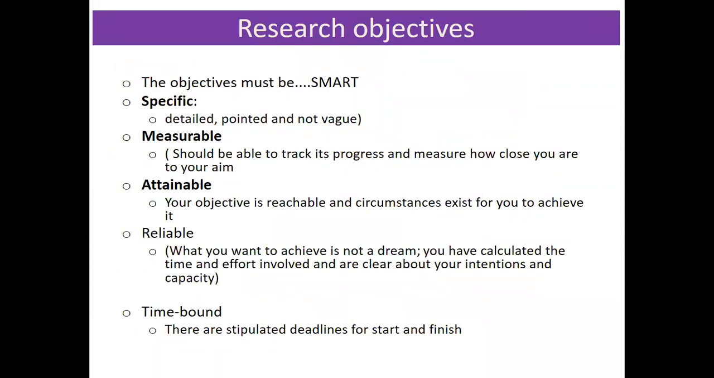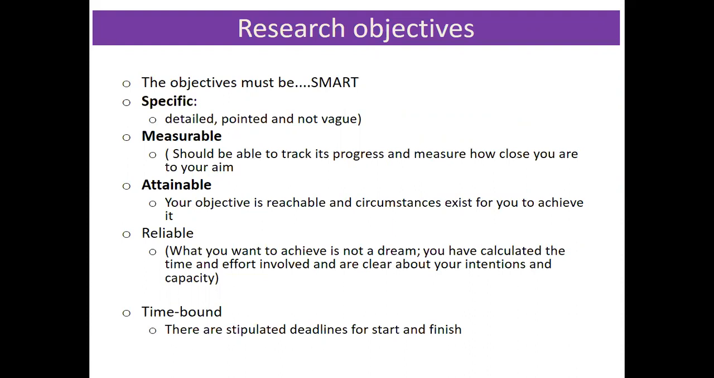So your objectives must be SMART. It must be specific, it must be measurable. When I see people's objectives, the question I ask is, how do you think you are going to measure this? If it is not measurable, then it's not a good objective. Attainable: your objective is reachable and circumstances exist for you to achieve it. You have what it takes to achieve that particular objective.